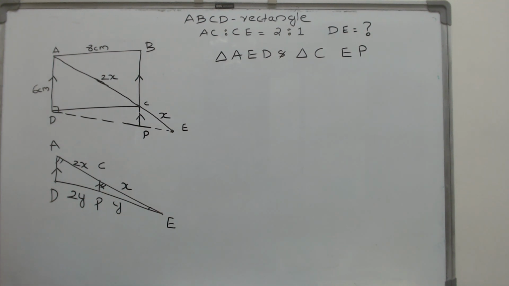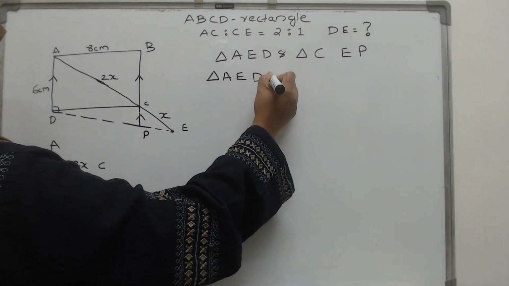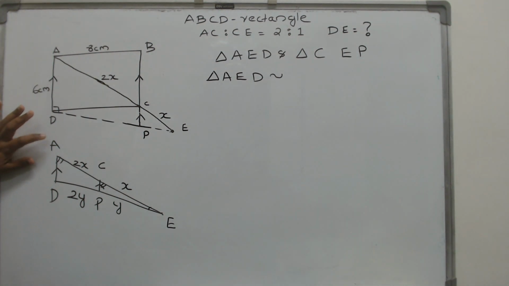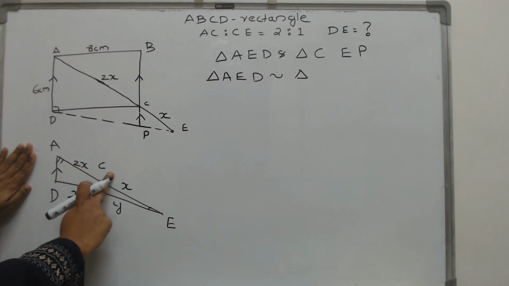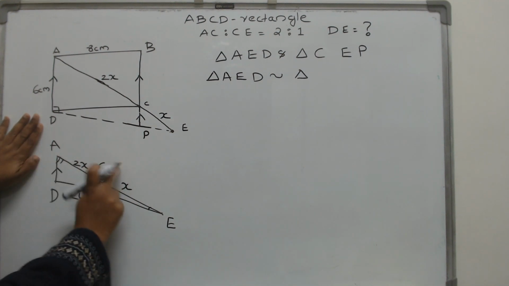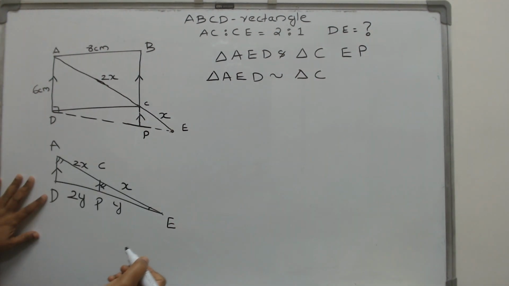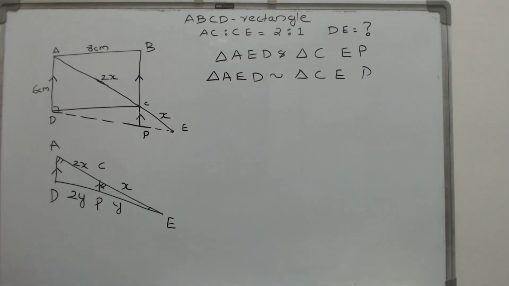But when it comes to writing the name, please be very careful. The original triangle, the bigger one, I will name it AED, and where you see A, write C. Make sure that the equal angles come in the corresponding places. Don't change the order, otherwise the ratio of the sides will be all over the place. So please make sure you write the equal angles in the corresponding place. Where you see A, write C. Where you see D, write P. And E, of course, is the same. So this is how your similar triangles look like.